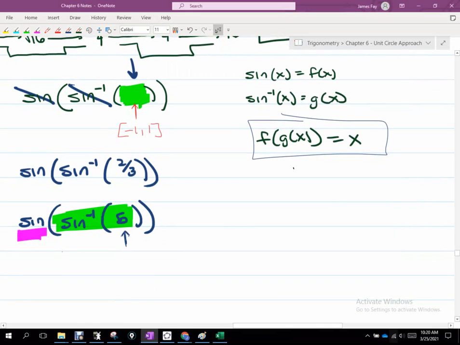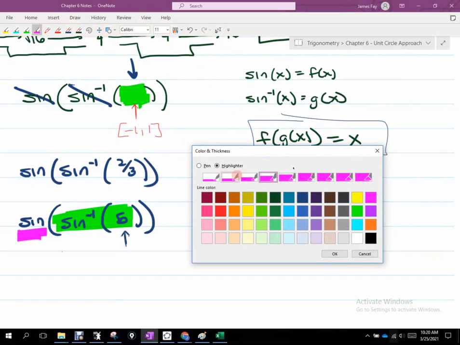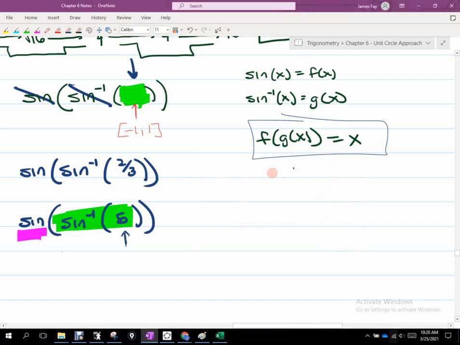If we flip the concept, so instead of f of g of x, let's go g of f of x. Should still give me x. Okay? But we'll talk about when that happens. So I've got the sine inverse of sine of x. Okay? That will give me x.